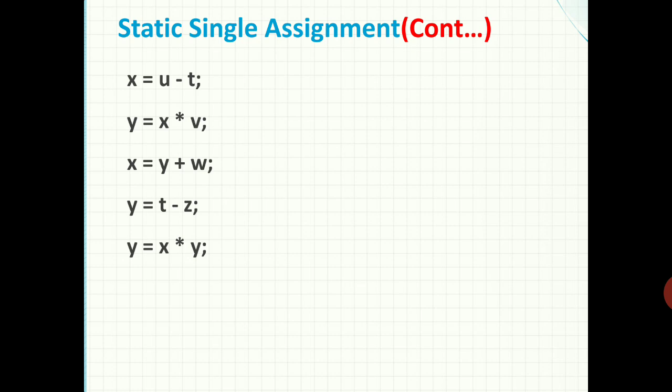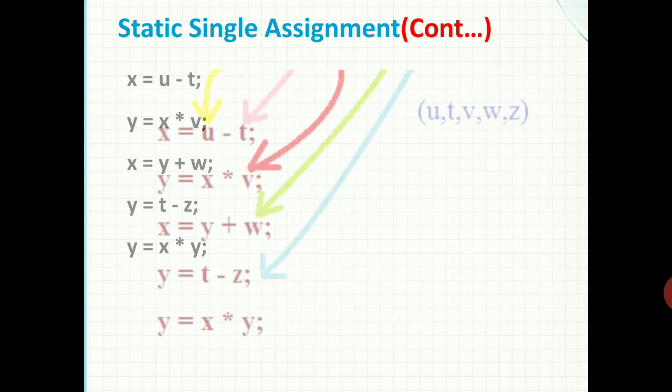Come to another example. Here x equal to u minus t, y equal to x star v, x equal to y plus w, y equal to t minus z, and y equal to x star y. Here there is no need to convert this code to three address code because it is already in three address code. If the code is not in three address code, we should convert it into three address code first. Only then can we apply the static single assignment condition to that three address code.